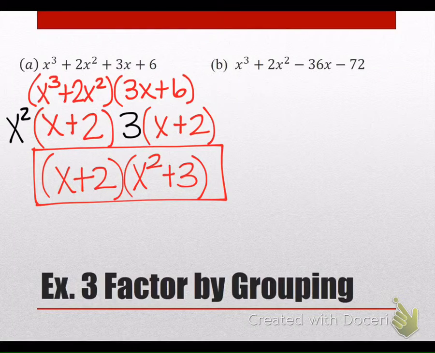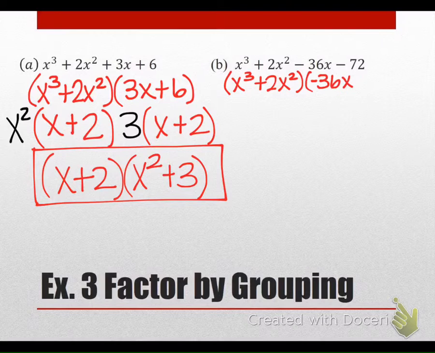All right, Peyton, how did you start this problem? What did you do first? I grouped them. All right, what did you group together first? X cubed and 2x squared. All right, and what did you group together in the second set? Negative 36x and 72. All right, what was the GCF you pulled out of the first set of parentheses? X squared. Very good.